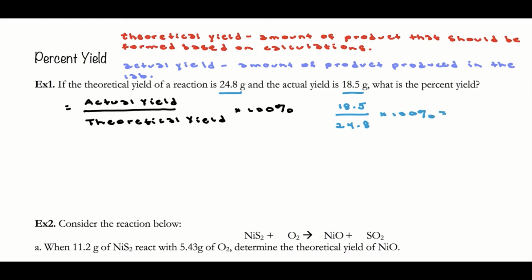And what I get, so notice 18.5, I'm going to write this answer unrounded really quickly. If you notice, 18.5 has 3 sig figs, 24.8 has 3 sig figs, so this is going to round to 1, 2, 3 sig figs. So my answer is going to be 74.6%. Okay, so not bad, not 100%, but it could be a lot worse of a percent yield. All right, let's look at the next problem.